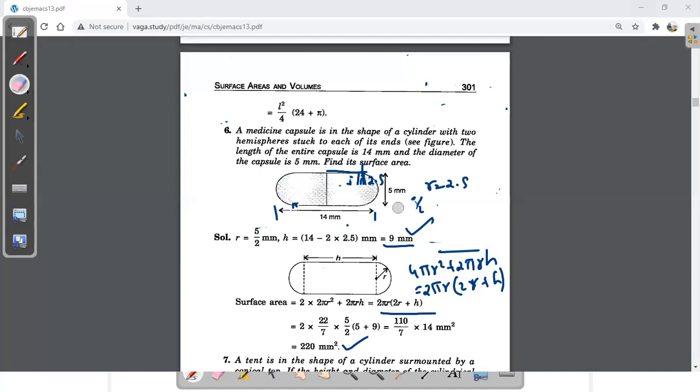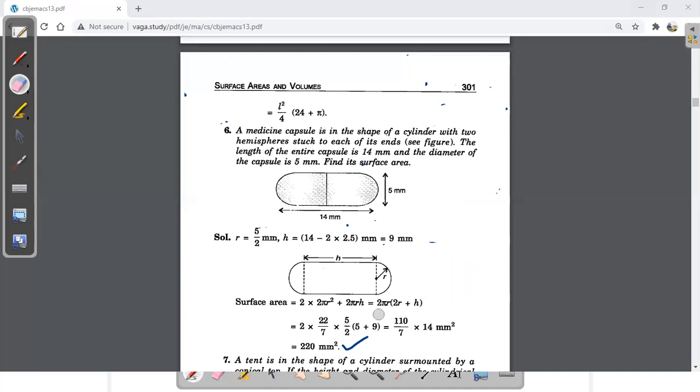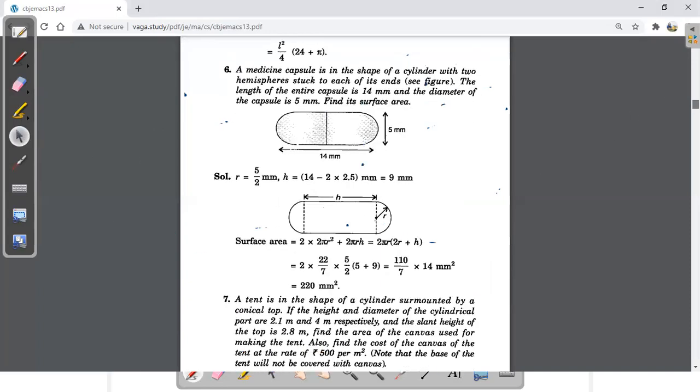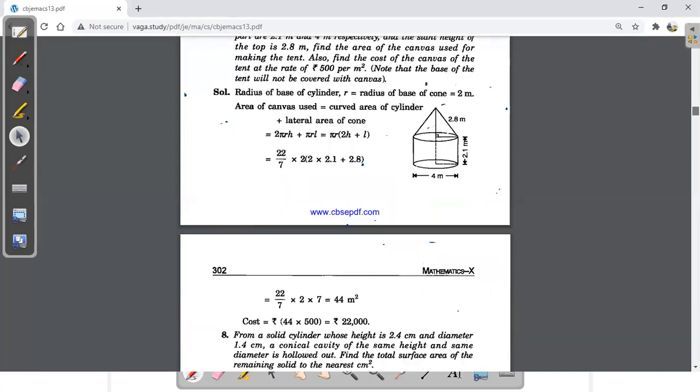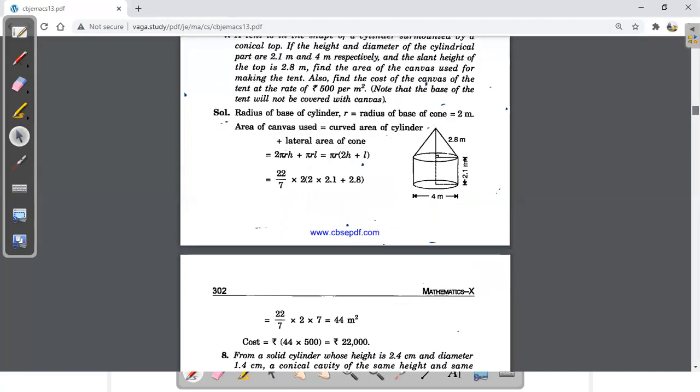Right, so we are applying the direct formulas, and the formula is very important, and since you have done it in class 9, I think it should be easy. If you have forgotten, it's important that you revise the formulas. Okay, we move on to the next question, that is question number 7.